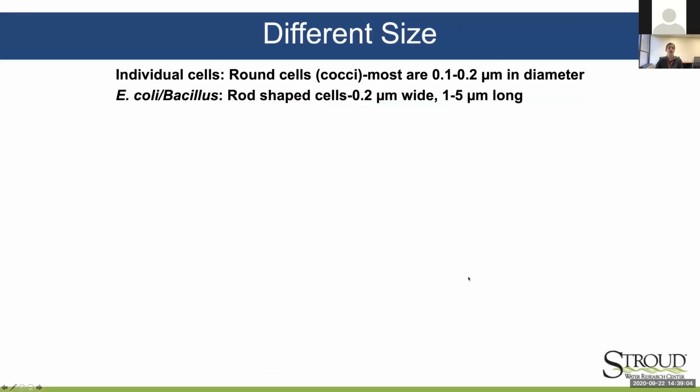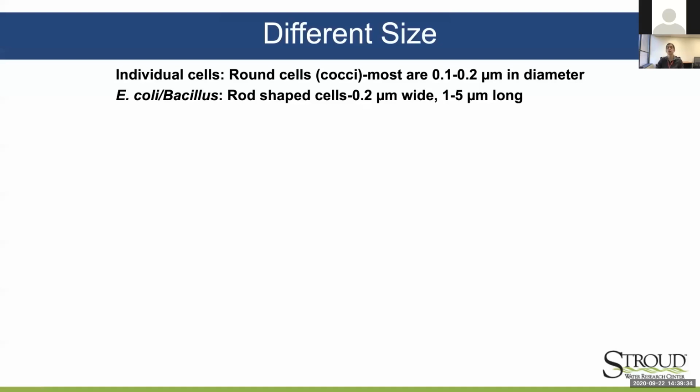So we know that in general, microbes are quite small. For instance, individual cells have different shapes related to these sizes. So we have round cells or cocci, which are about 0.1 to 0.2 micrometers in diameter on average. And we also have some rod-shaped cells, including E. coli and Bacillus, which can be on average 0.2 micrometers wide and 1 to 5 micrometers long.